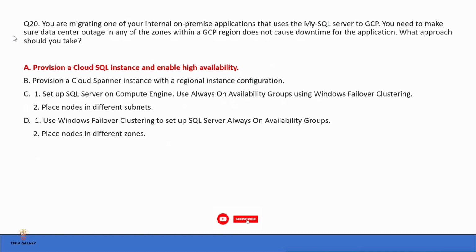Option B, provision a Cloud Spanner instance with a regional instance configuration. This option is not correct because migrating Microsoft SQL to Cloud Spanner requires some migration effort which is not feasible for this requirement.